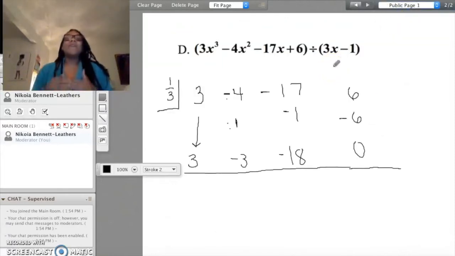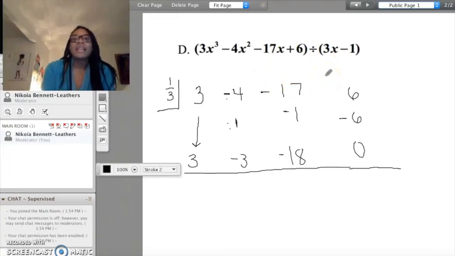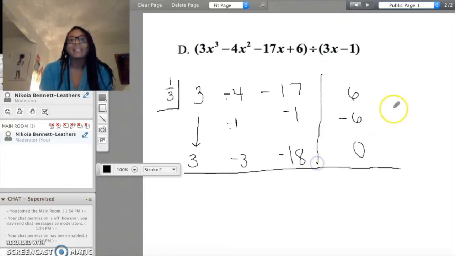Looking at the next problem, we have fast forwarded. We went ahead and did all the synthetic division for you. If we're asking whether 3x minus 1 is a factor, what column are we looking at? What column are we concerned with? Those of you saying we're concerned with the last column, you're absolutely right. Remember that last column is our remainder column. That's what we're concerned with. This is our remainder column.